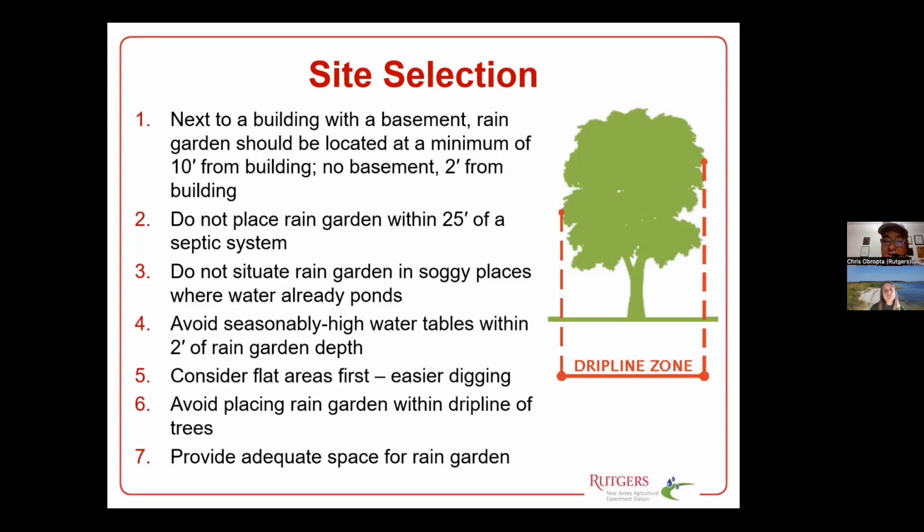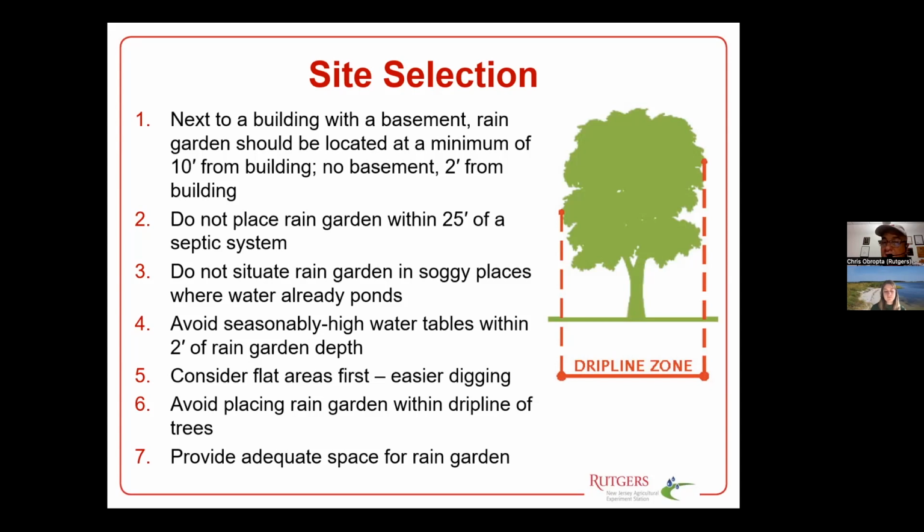If you don't have a basement, you still want to put it a few feet away from your house because you don't want the water right next to your foundation because that can cause some mold or mildew, and we don't want that to happen. We keep the rain garden far enough away from the septic system because the septic system is designed to infiltrate wastewater into the ground. If you start adding stormwater to that, you will saturate that area and your septic system will fail. So we try to keep these separate at least by 25 feet.